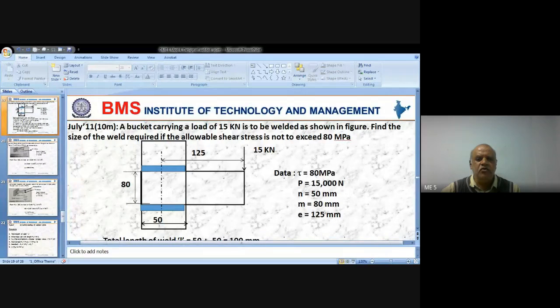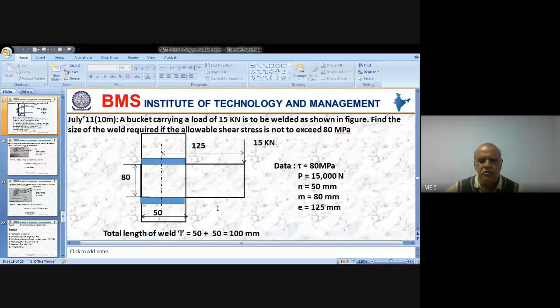Yeah, what is the answer now? I want the answer for weld size. Got to be faster. What is the total length of the weld now? 100 mm. Yeah, 100 mm is the total length. 50 plus 50, 100 mm.